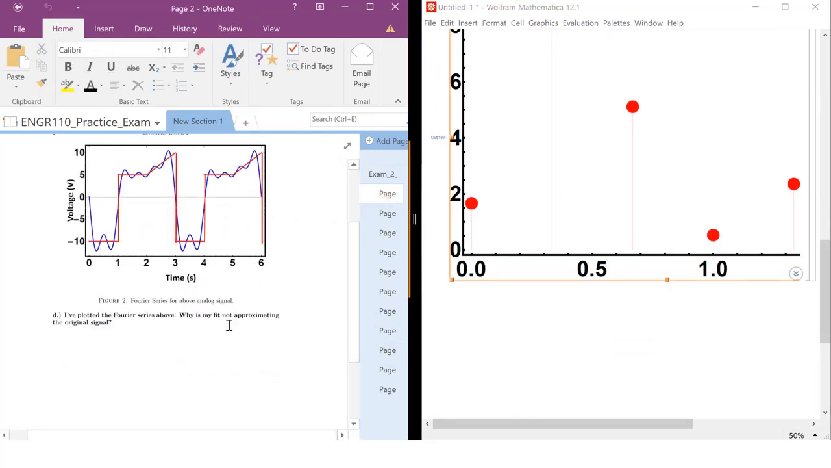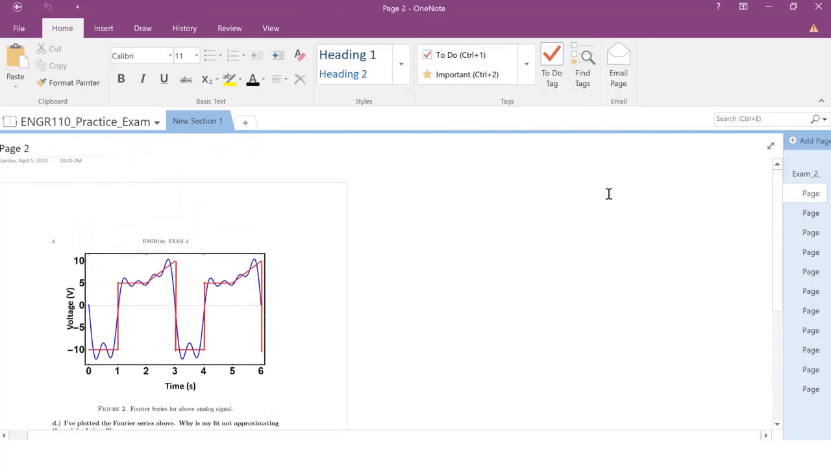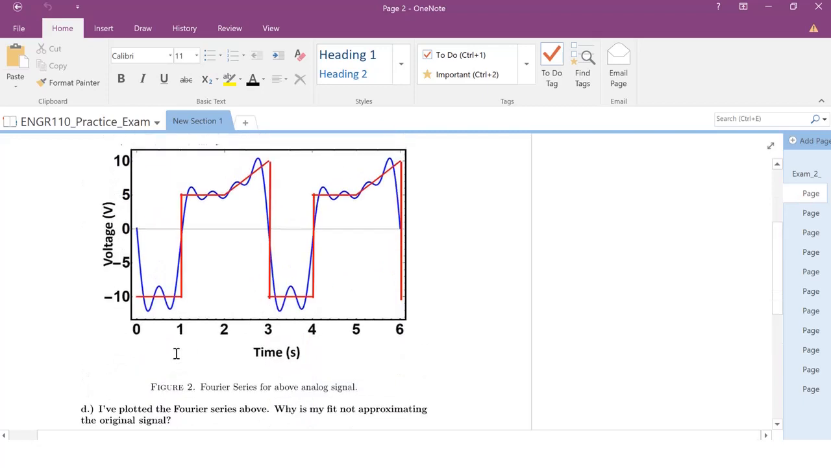And then for D, this is a pretty nice little question here. So let's maximize this if at all possible. Here we go. So it says, I plotted the Fourier series above. Why is my fit not approximating the original signal? Well, how do we improve our fit in Fourier series? Well, we increase the number of harmonics.